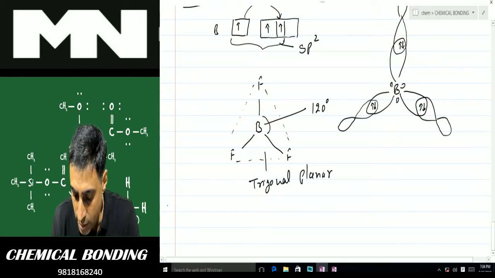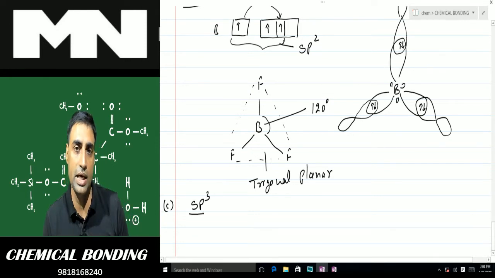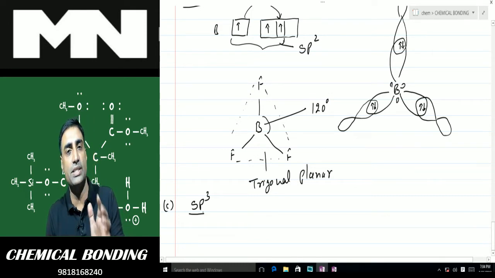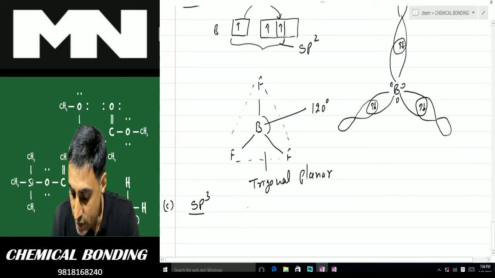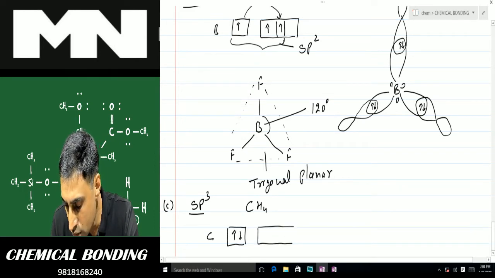Next we'll see another molecule and a different type of hybridization, that is sp3. All alkanes are always sp3 hybridized. In all alkanes, carbon is sp3 hybridized. So here we'll see the molecule CH4. Carbon has 2 electrons in the s. Carbon has 2 electrons in the p.